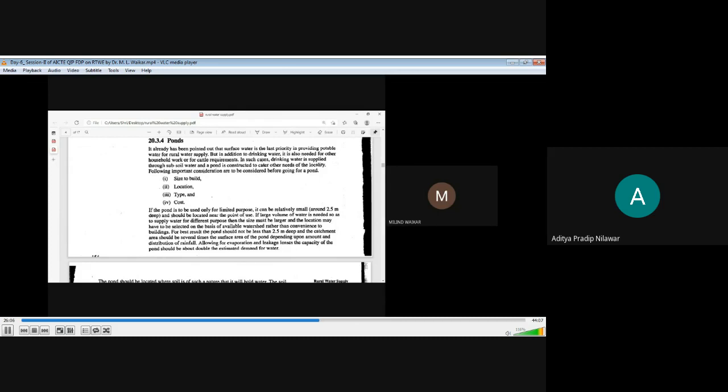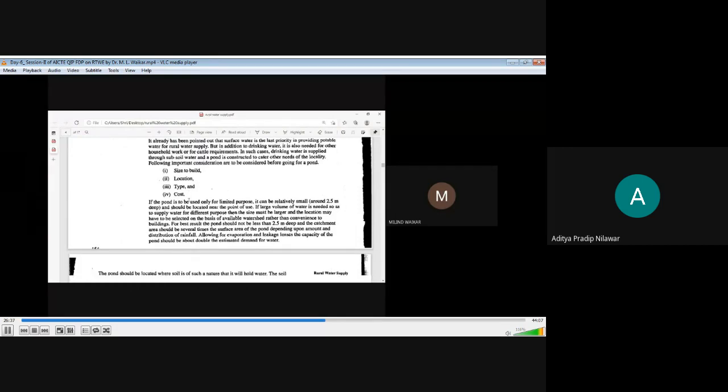So in addition to drinking water, water is also needed for other household work like cattle requirements. In such cases, drinking water is supplied through subsoil water, and a pond is considered to cater to other needs of the locality. So such a kind of conjunctive arrangement we can make. Following are the important considerations before going for a pond: the size of the pond, location, type of pond, and total cost involved.